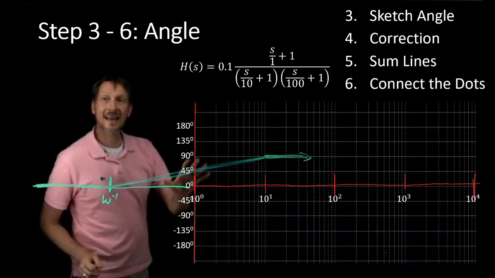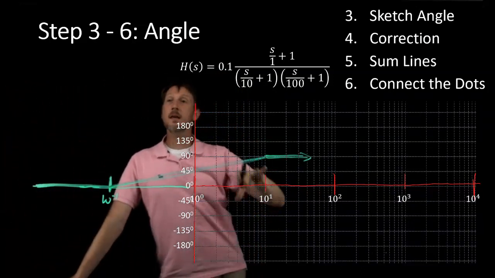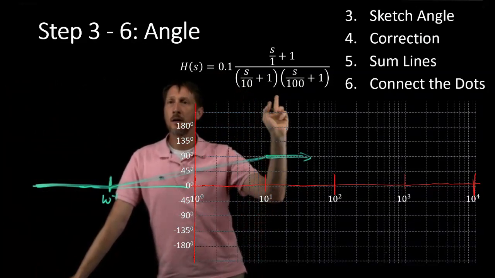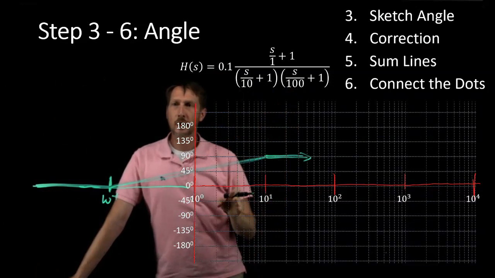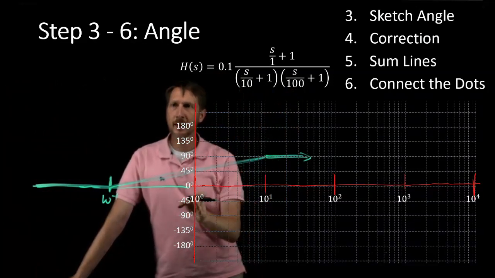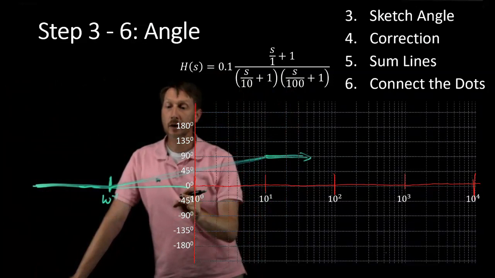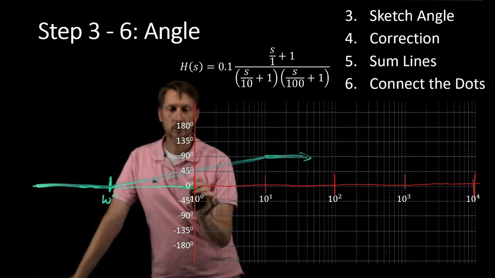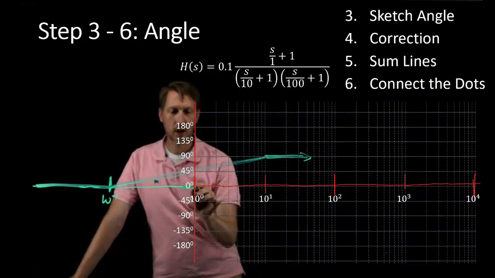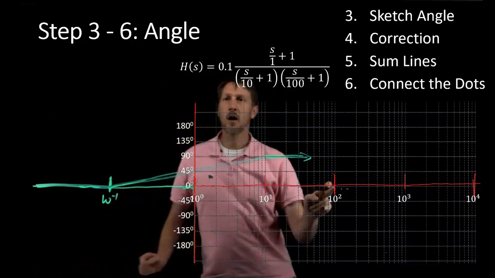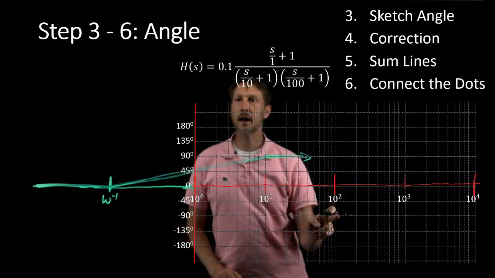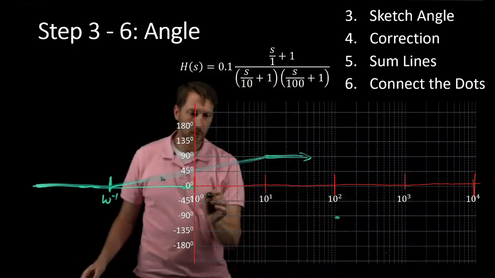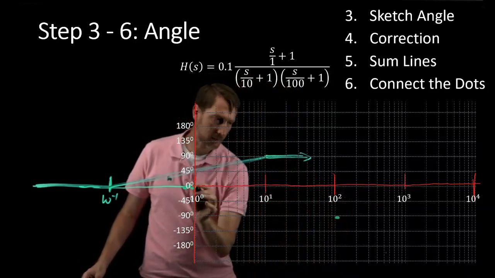Now we're going to do the same thing, except instead of going to positive 90, we're going to go to negative 90, and we're going to repeat that for 10 and for 100. So let's go at 10, 1 decade below 10, which is the value of 1. We're sitting at 0 degrees, so that's right there. Then 1 decade above, we're sitting at 90 degrees right there, and we want to connect these dots.